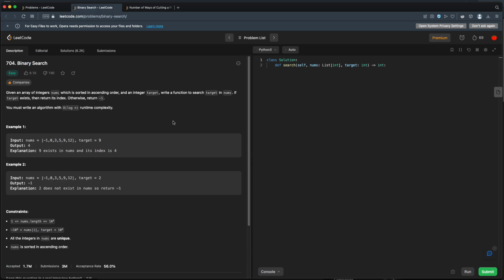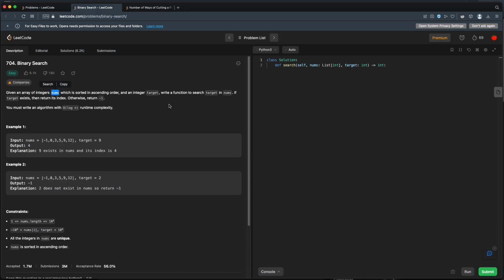So binary means essentially two. You have two choices. So the bi in binary search means two. It's like a biplane has two sets of wings. A bicycle has two wheels. Binoculars have two oculars. Anyway, so with the binary search, you will be taking your search area.